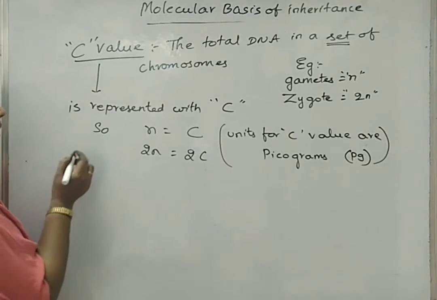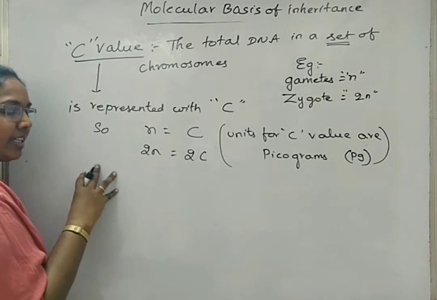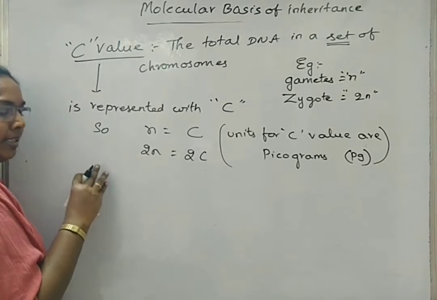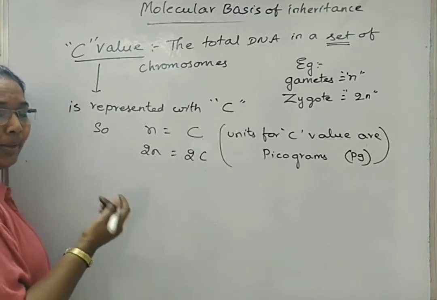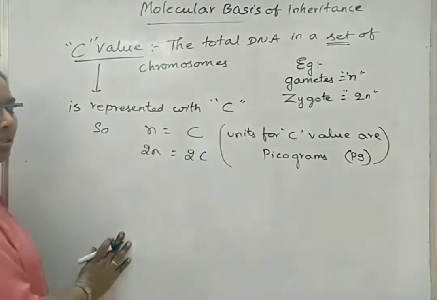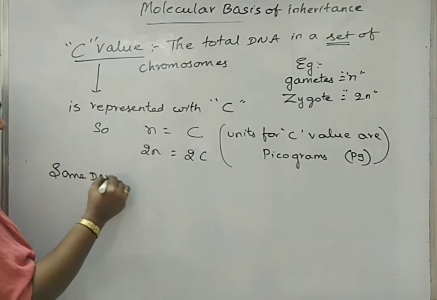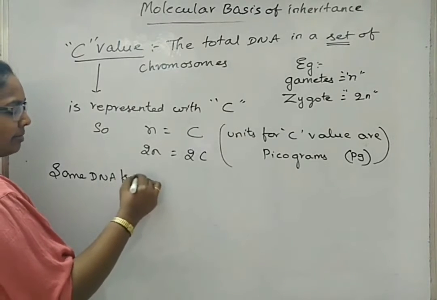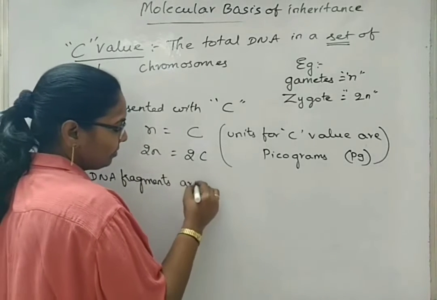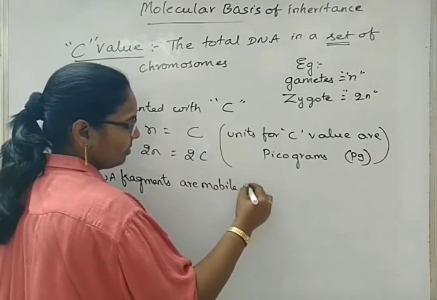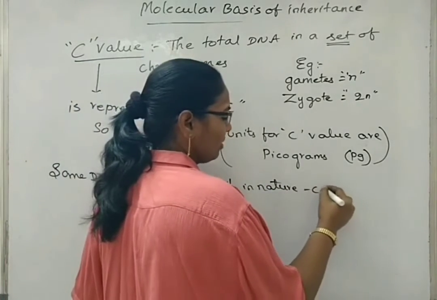Now, the human genome, means the total genetic content in a human being, that is in a cell, is considered to have 3 billion base pairs. These are some of the basic terms that we have to learn. Next, some DNA fragments are mobile in nature. They are called jumping genes.